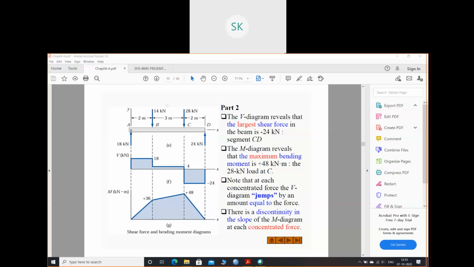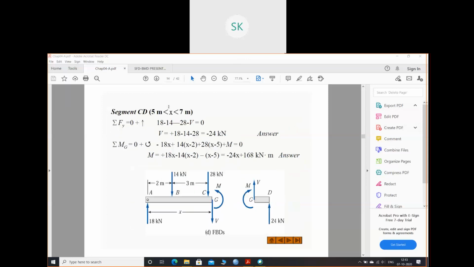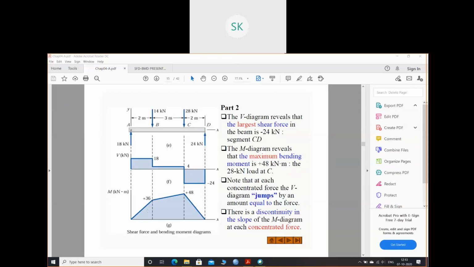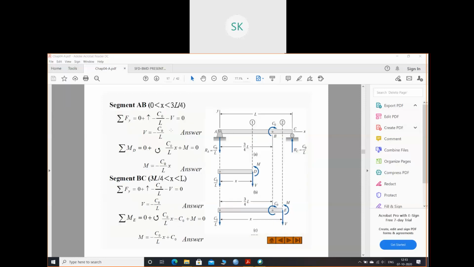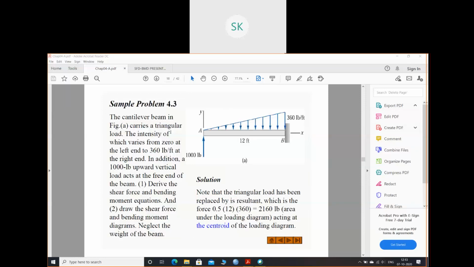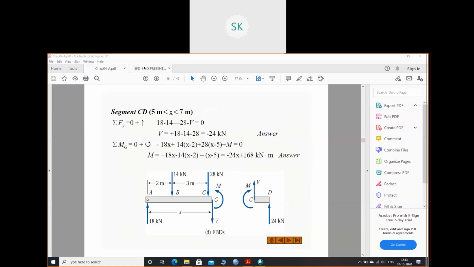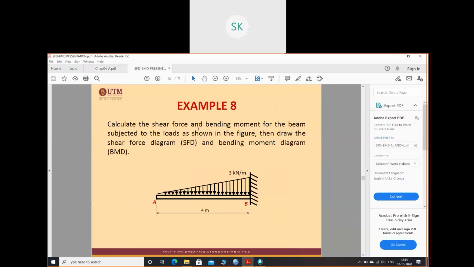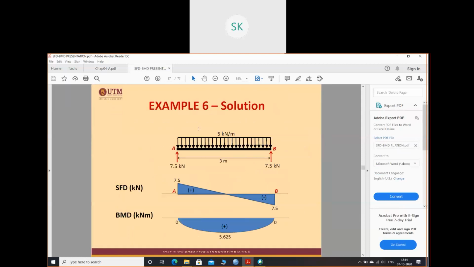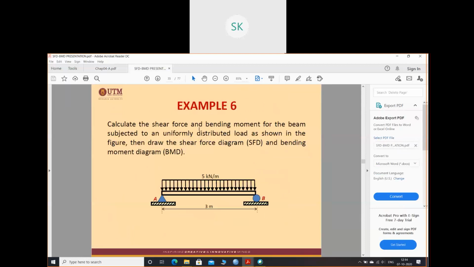So have you understood this question? Have you understood how to draw this shear force diagram and bending moment diagram for a simply supported beam with point load? Please respond. Have you understood? Then I'll start with UDL.